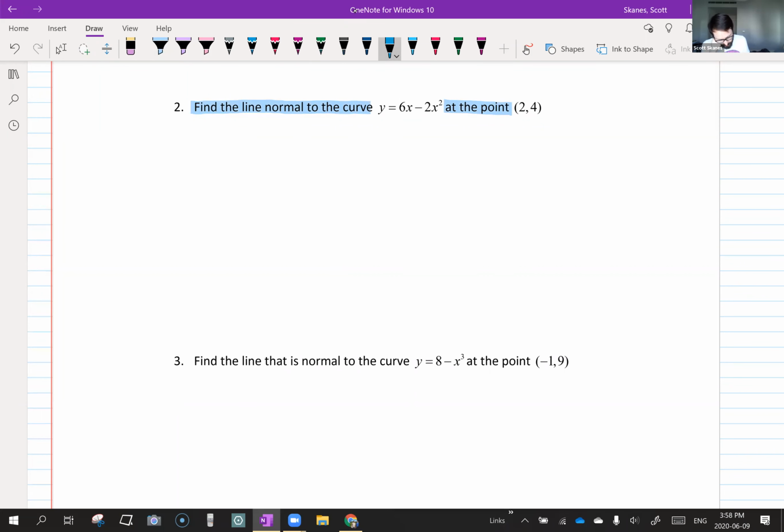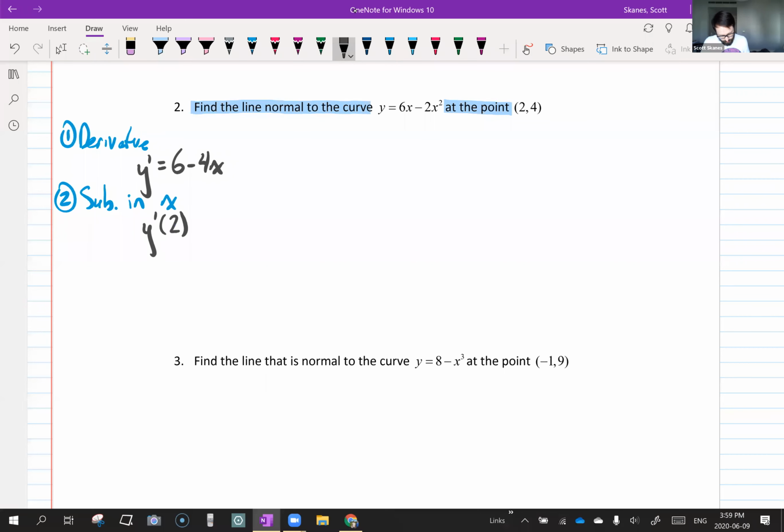So I'll follow my regular steps. Derivative. You obviously don't need to write all these steps out. I write it for you. Y prime is 6 minus 4x. Done. Second step. Substitute in your x value given. So in this case, we have x and y. So the y prime at x equals 2. 6 minus 4 times 2. That should be what? 6 minus 8, negative 2. That means our slope of the tangent is negative 2.